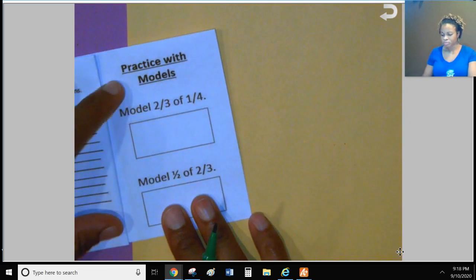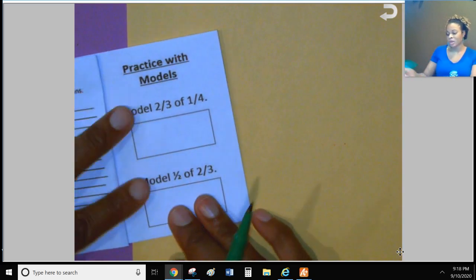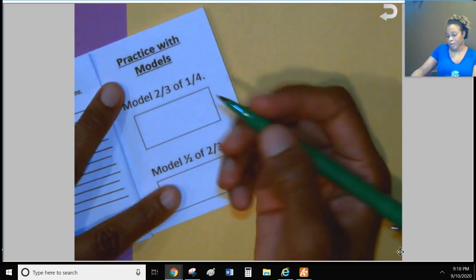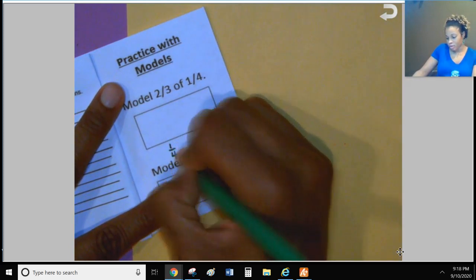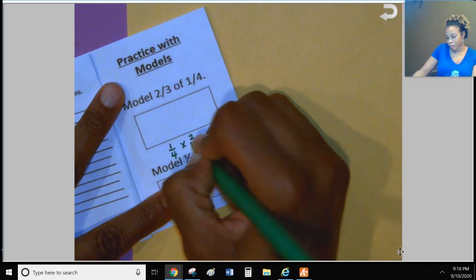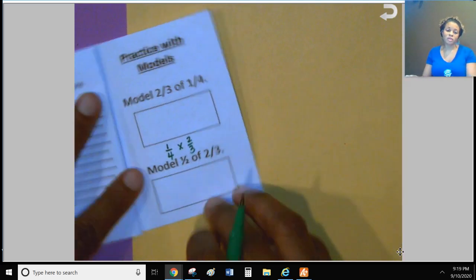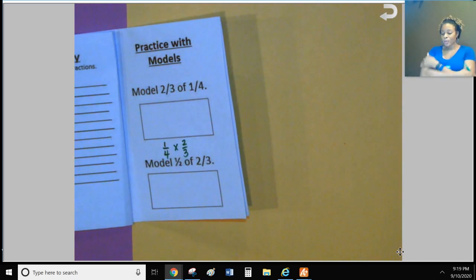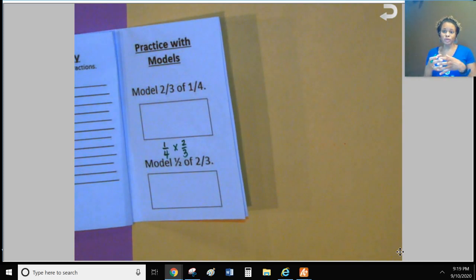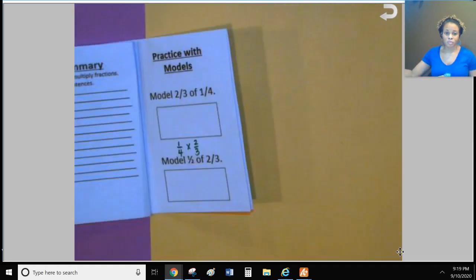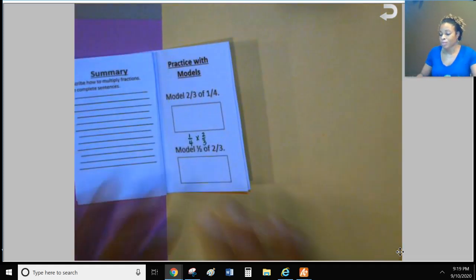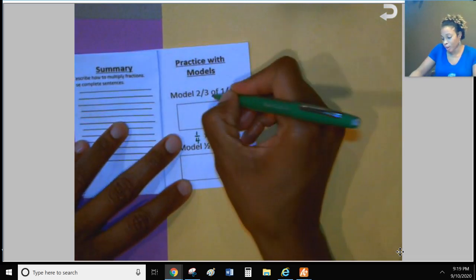So the way that it's written, it makes me believe that the problem is 1/4 times 2/3. Because when you're multiplying something times a fraction, you're taking a part of something. So we want to know what 2/3 of 1/4 would look like. So that is what we would model. And I wrote it that way because of the wording.